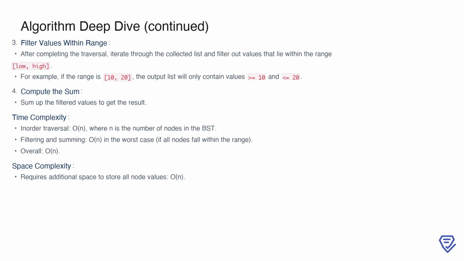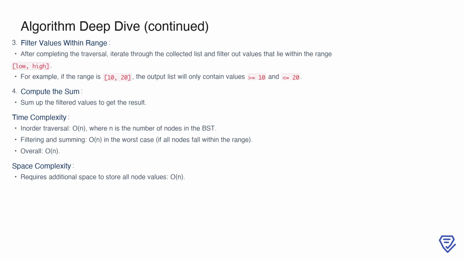For instance, if the range is 10, 20, we keep only the values that are greater than or equal to 10 and less than or equal to 20. After filtering, we compute the sum of these values to get the final result. The time complexity of this approach involves O(n) for the traversal and another O(n) for filtering and summing, leading to an overall complexity of O(n).